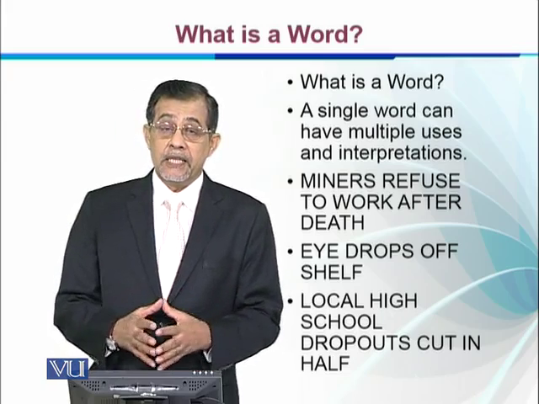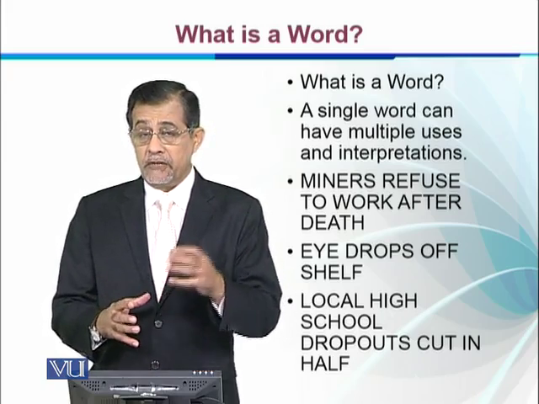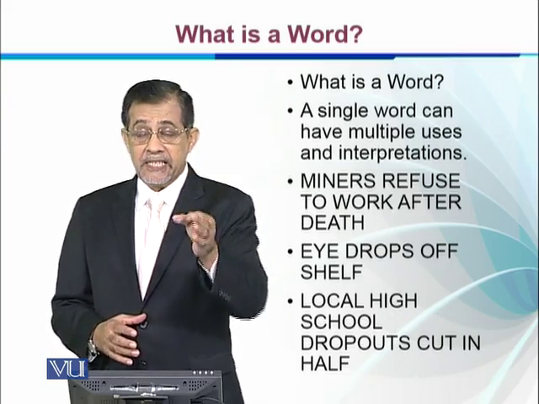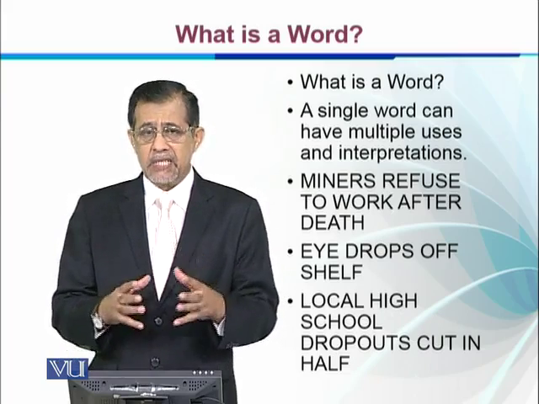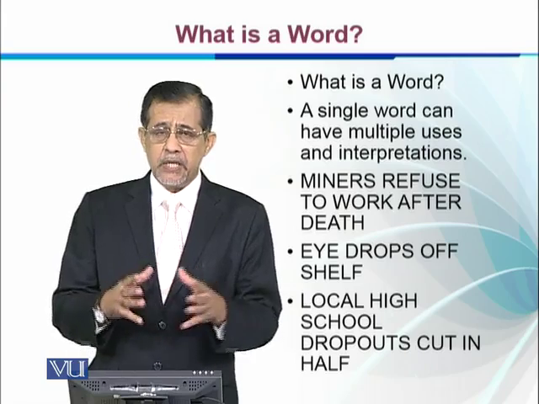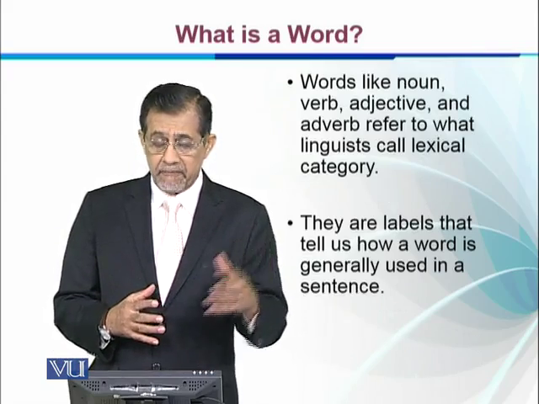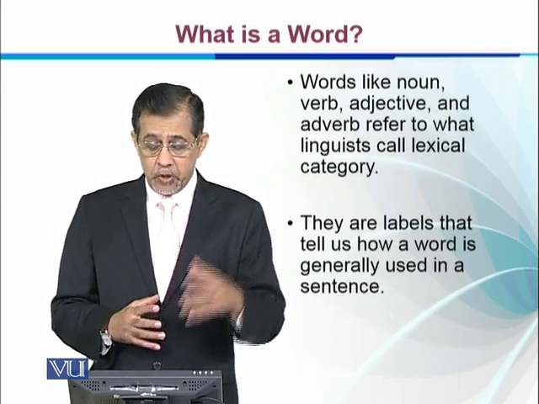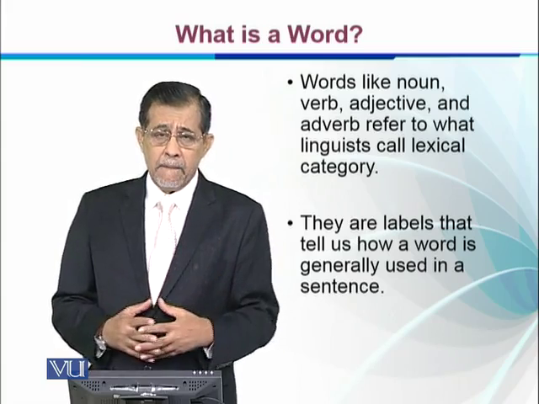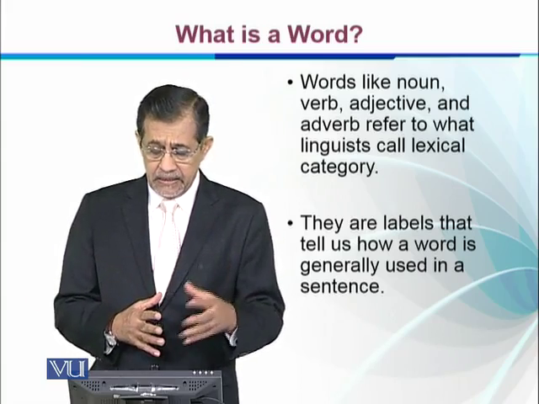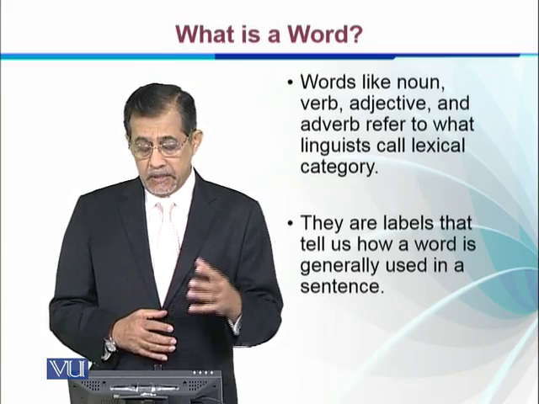If you look at these headings from newspapers, you'll find that it is difficult to reach the exact meaning in the first instance because it can go for multiple meanings. So this is the case with the word, because words are used in different categories. For example, words like noun, verb, adjective, and adverb refer to what linguists call lexical categories. These are lexical categories because they bear meanings. They are contrary to grammatical categories. They are labels that tell us how a word is generally used in a sentence.